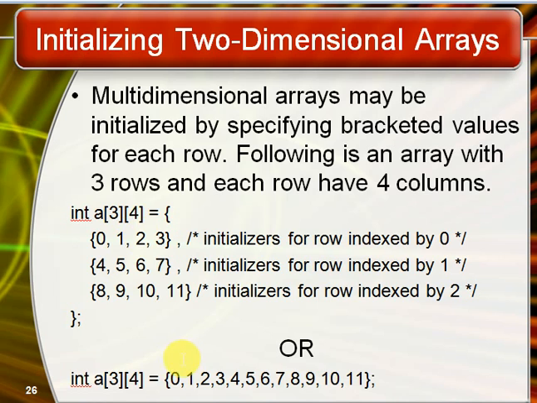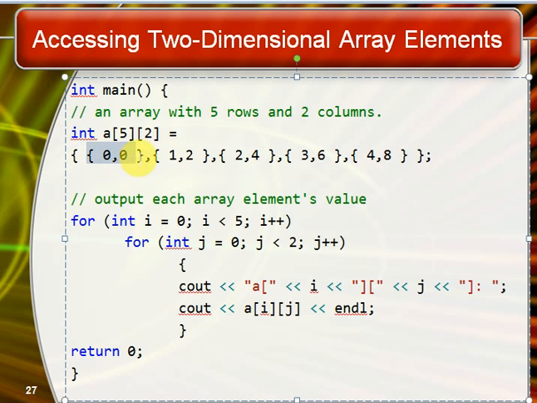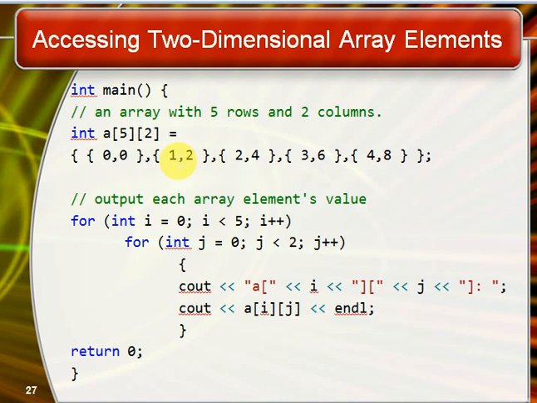Or you can write it like this one as well. The first 4 elements will be stored in row 0, the next 4 in row 1 and the last 4 in row 2. Now accessing 2D array elements, that is the int main function, an array with 5 rows and 2 columns. Int a of 5 by 2 means 5 rows and 2 columns, and this is the initialization of the 2D array. The curly bracket shows the start of the 2D array, and this curly bracket, that is 0, 0, shows the first row. Then 1 and 2 show the content of the second row, 2, 4 the content of the third row, 3, 6 the content of the fourth row, and 4, 8 the content of the fifth row.